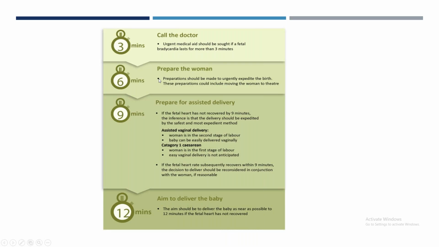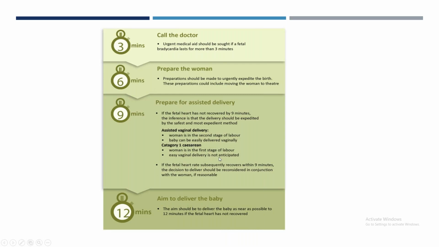Within 6 minutes, if the deceleration or this bradycardia is lasting for 6 minutes, you have to prepare the woman for urgent delivery. Either it can be instrumental delivery, or you can also try to shift this patient to the theatre. Okay. So you have to explain this to the woman, and within 6 minutes make the preparations for the immediate delivery.